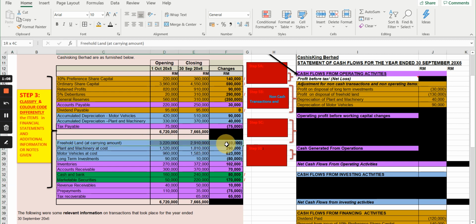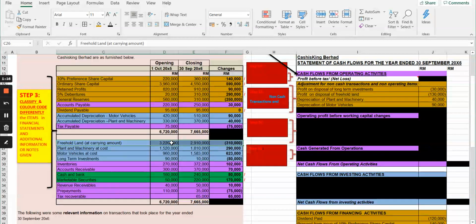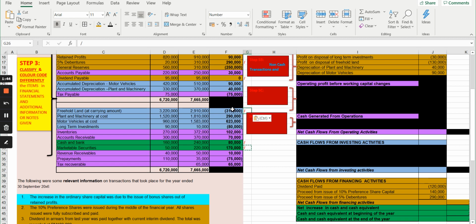If you can see the freehold land item here, you need to check whether there was an increase or a decrease. There was a decrease, because the beginning balance was 3,220 and at the end it becomes 2.910 million. So there was a decrease, or a net change, of 310,000. As I said, every time you do your analysis here, make sure that you check those items that you have already reviewed so that you won't miss anything, right? So freehold land, it seems like there was a decrease.